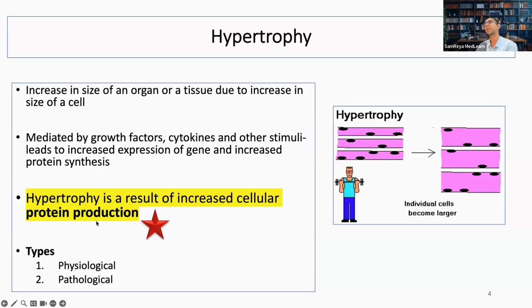Please learn this. A lot of MCQs, a lot of questions have been asked just around this basic concept. They might not directly ask you about protein production. They might say increased transcription. They might say increased mRNA. All of that is telling you that it's increased protein production. They may not say it directly. They might say it indirectly. That's what I'm trying to tell you here.